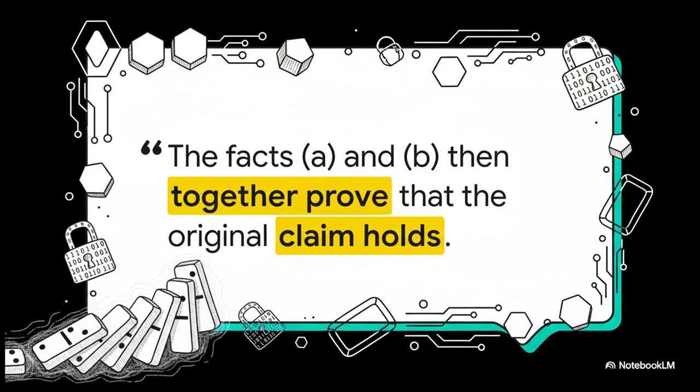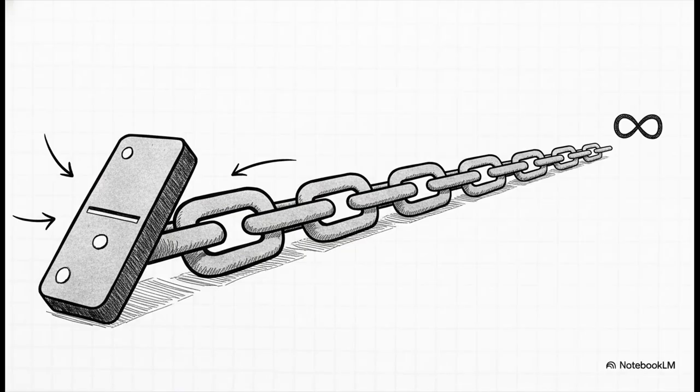As the source material puts it so perfectly, those two facts together, the first domino falling and the guarantee that each domino knocks over the next, prove the entire claim. It creates a chain reaction of certainty that can stretch on to infinity. And this is the foundation of trust in our systems. It isn't magic, it's just an unbreakable chain of pure reasoning. This is what allows us to be certain that the math protecting our data is going to hold up, not just for the numbers we've tested, but for any number, no matter how big it gets.